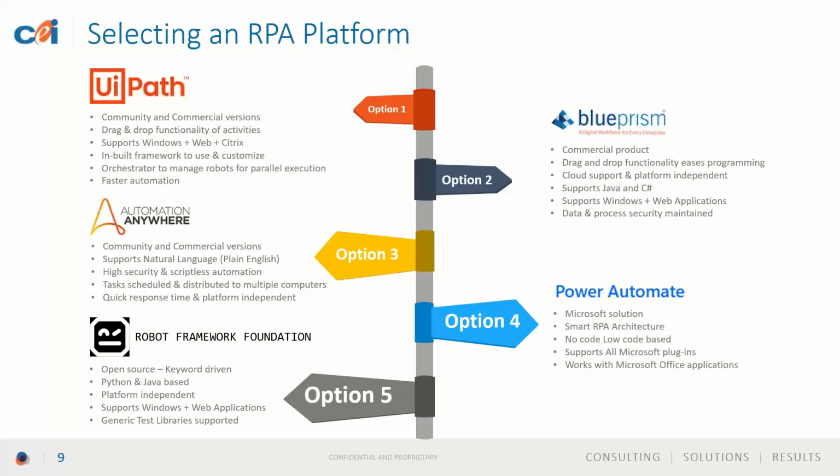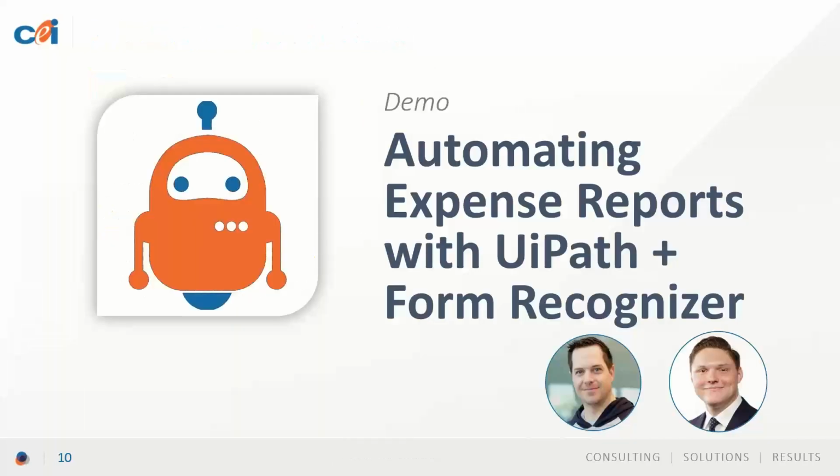So these are just some of the tools that are available to you, but as we mentioned previously, as part of your strategy, you're definitely going to want to look at tool selection. And oftentimes you can do a pilot on two or more tools till you find the one that makes the most sense for you. So next, I'm going to hand it off to Jeff and Dylan to go through a demo of a process we automated around expense reports and receipts using the Azure Form Recognizer and UiPath to automate our NetSuite implementation. Go ahead, Jeff.